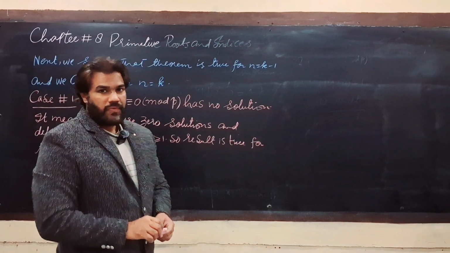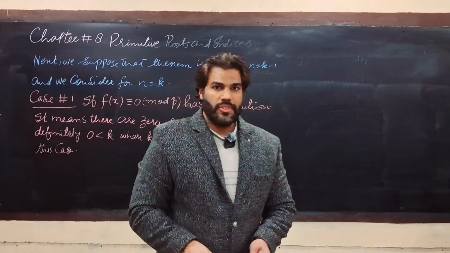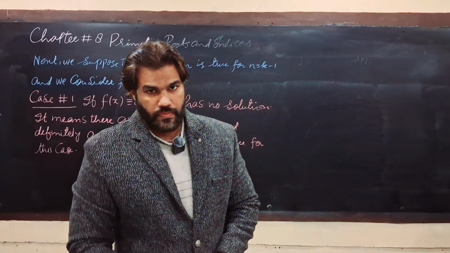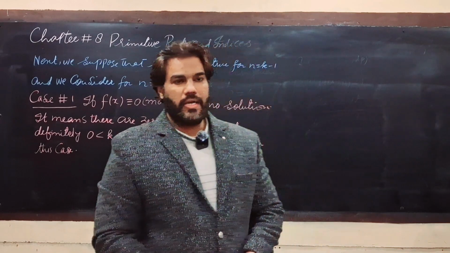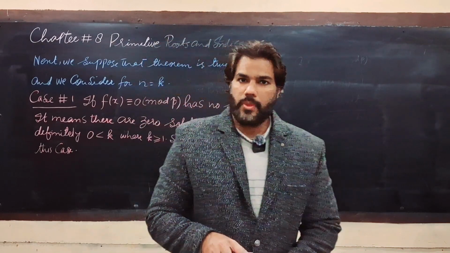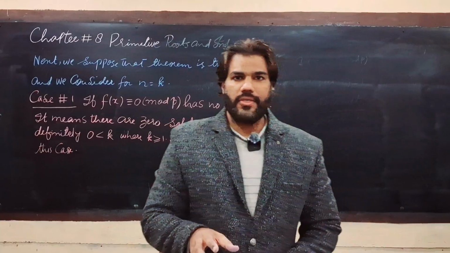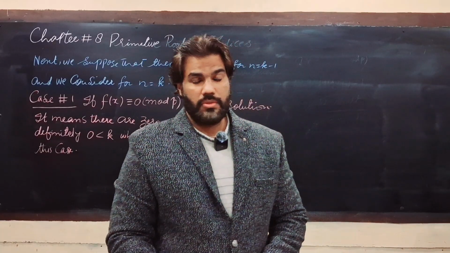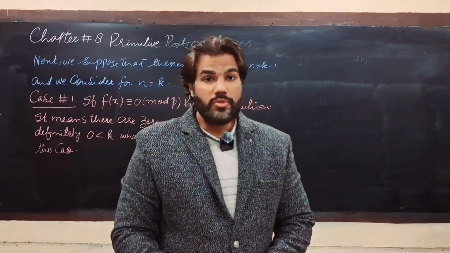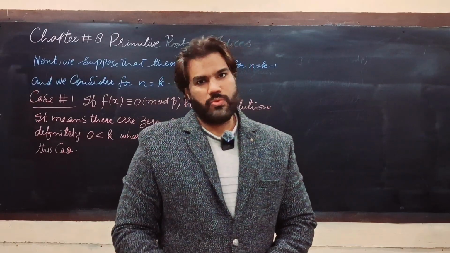When you say f of x congruent to 0 has no solution, it means the number of solutions is 0. What we have to prove in Lagrange's theorem? In this theorem, we have to prove that if your polynomial f of x has degree k, then the number of incongruent solutions is at most k. At most k means the maximum number of solutions is k.